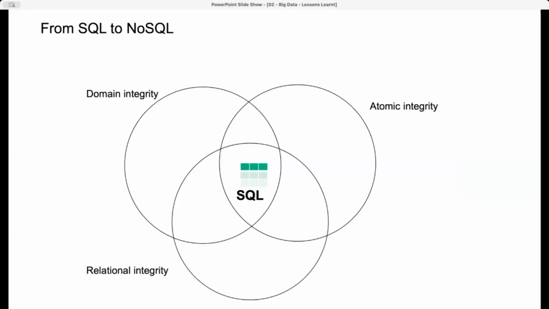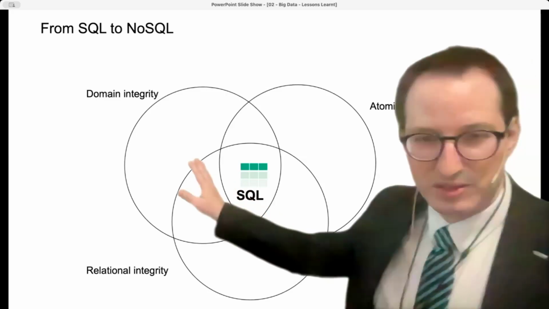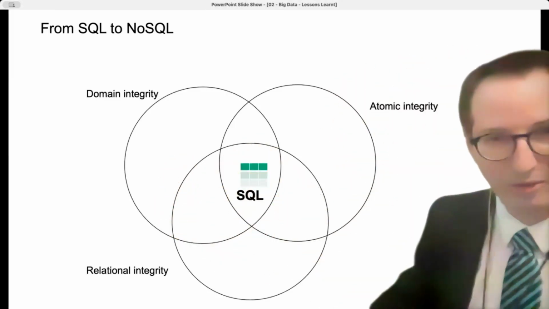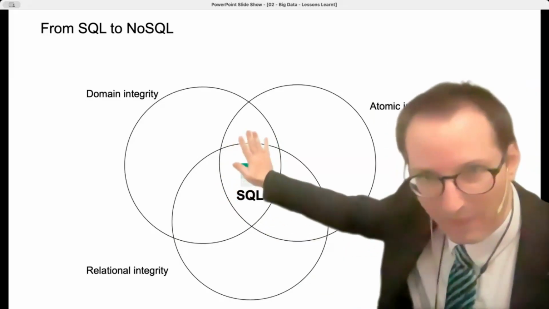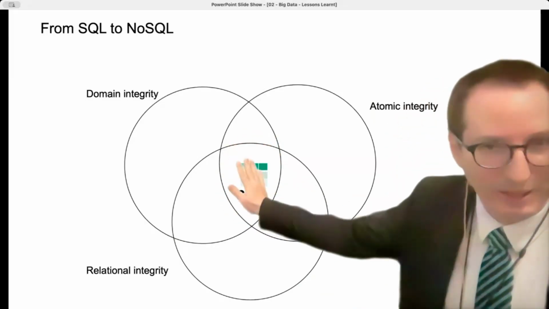All right. And so when we have the conjunction of these three restrictions, relational, atomic, and domain integrity, we are in the wonderful world of relational databases. Okay? So this is also what we refer to as SQL databases, but SQL is the name of the language. So this is right here. That's where we are today.